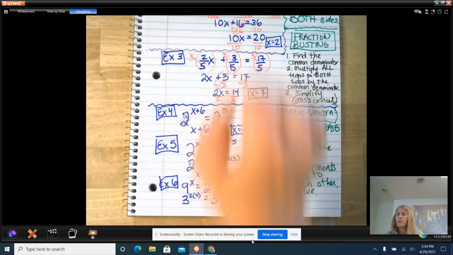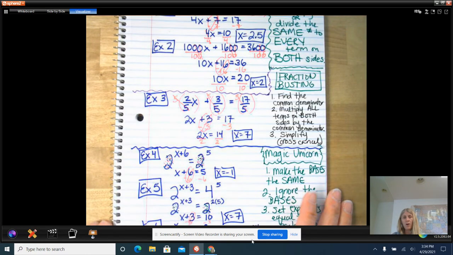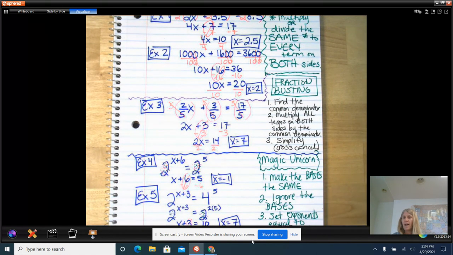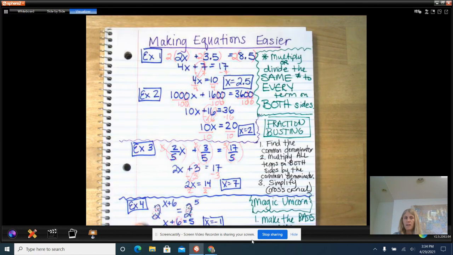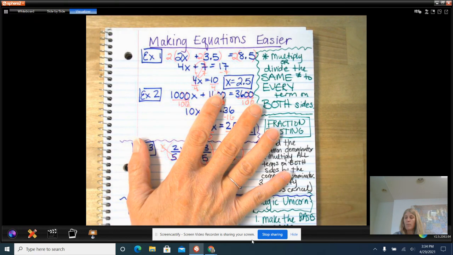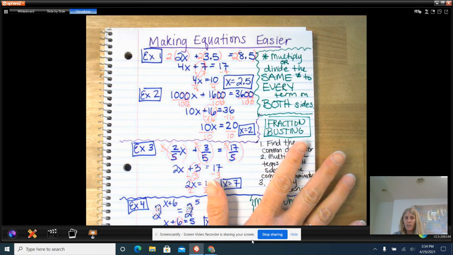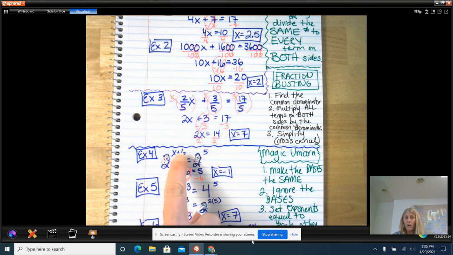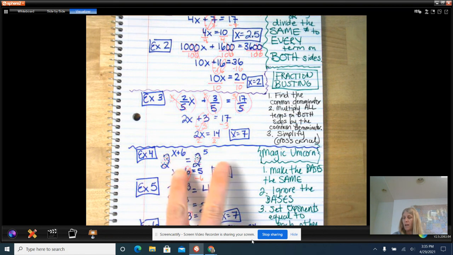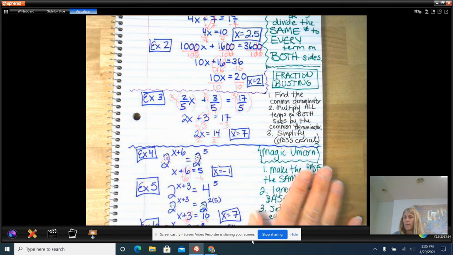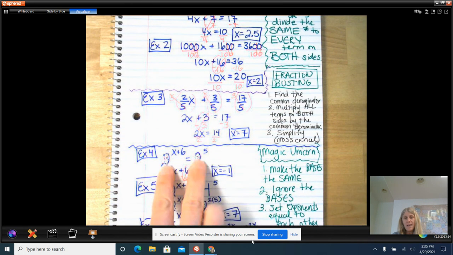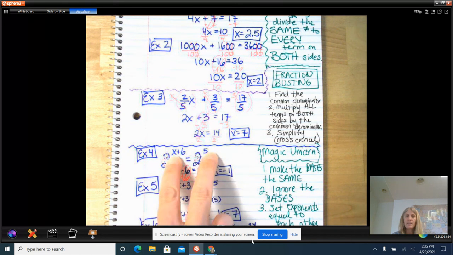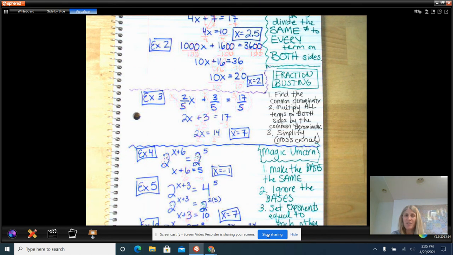Okay, so ladies and gentlemen, these are a couple techniques of how to make some equations a little bit easier. Multiplying the same number by everything on both sides, fraction busting, and then when we have our variable in an exponent, then we can use the magic unicorn technique, which is making the bases the same and then simply setting our exponents equal to each other. Let's go ahead and practice.